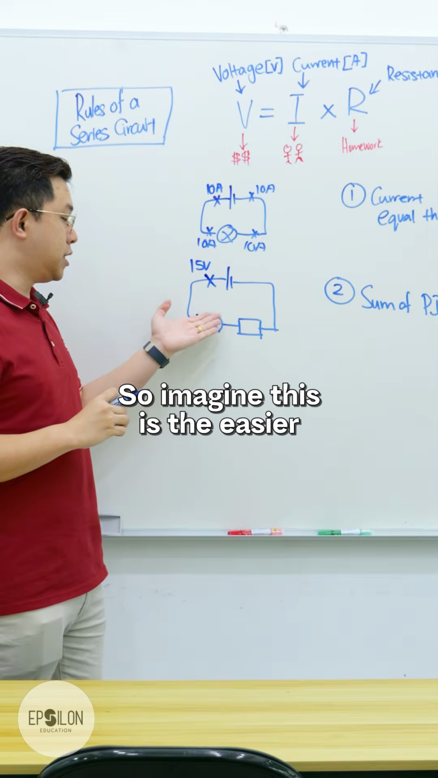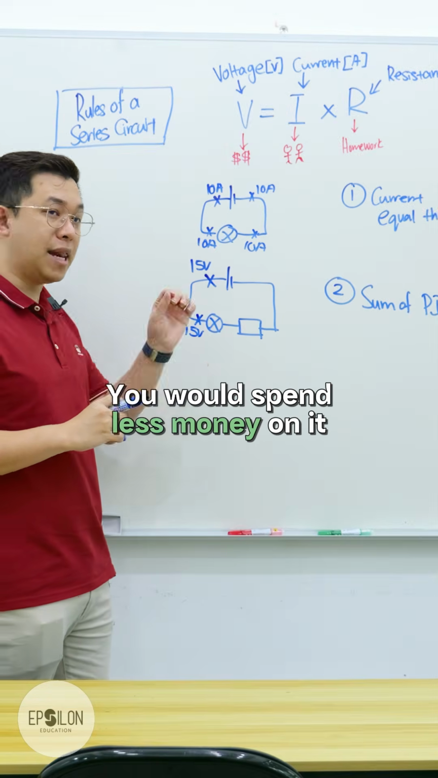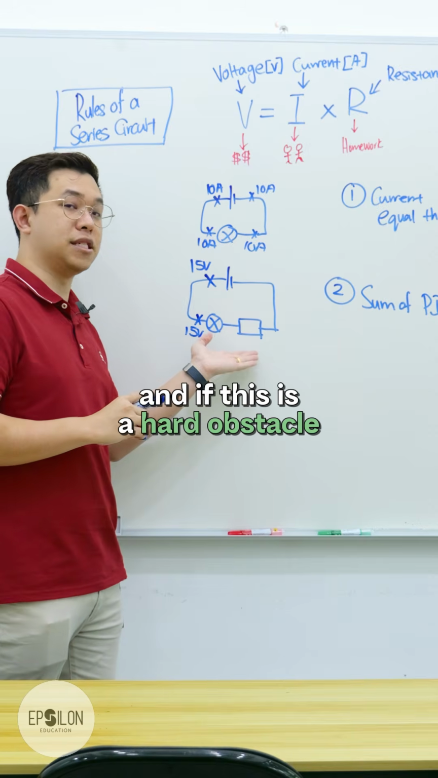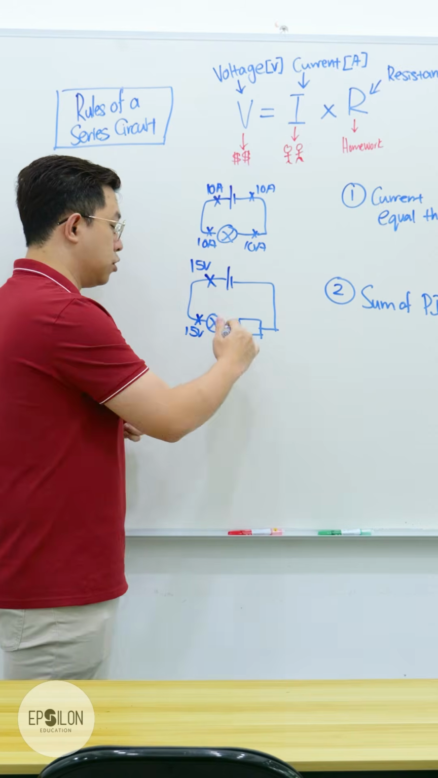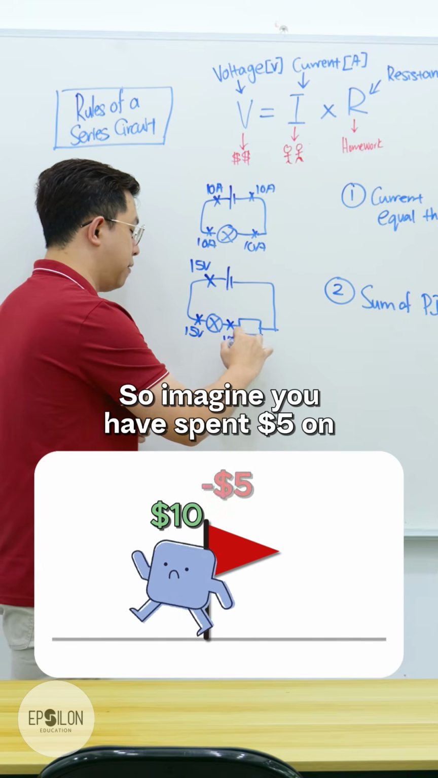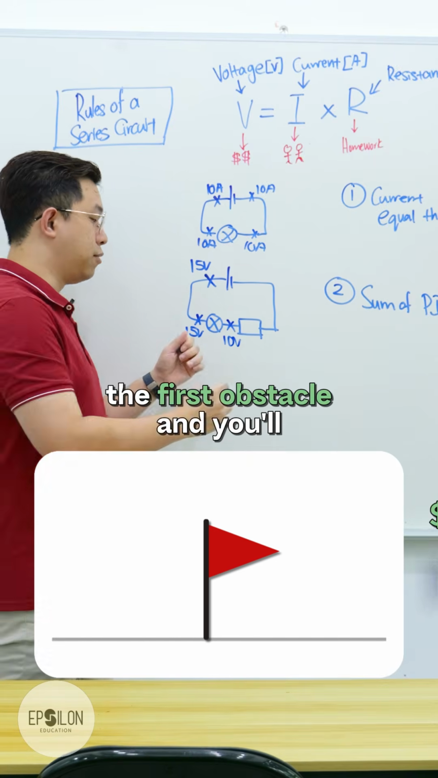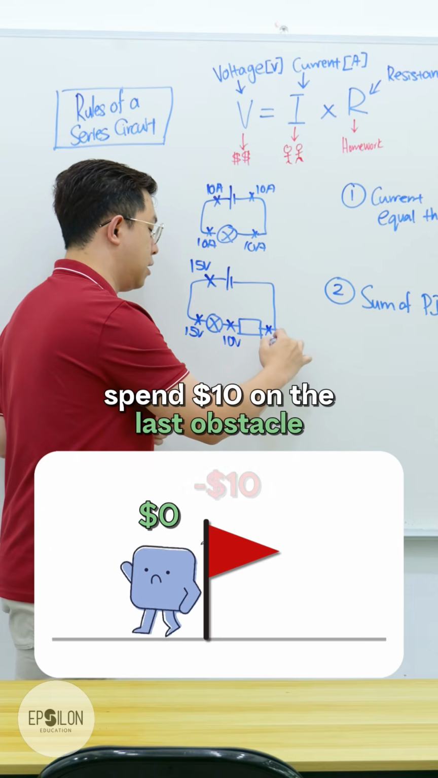So imagine this is the easier obstacle, you would spend less money on it, and if this is a harder obstacle, you'll spend more money on it. So imagine you have spent $5 on the first obstacle and you will spend $10 on the last obstacle.